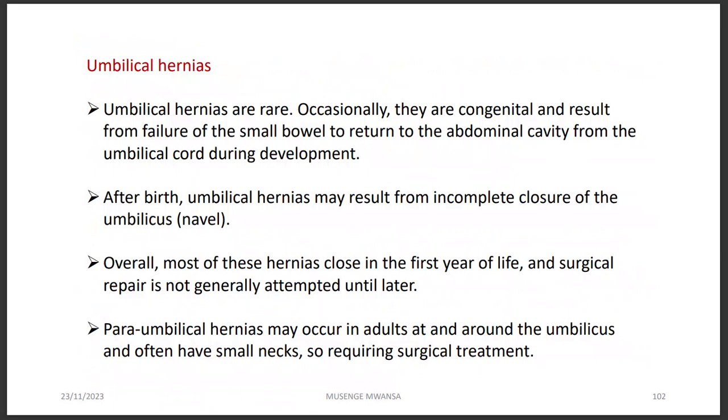You also have umbilical hernias, which are more rare. They are mostly due to congenital problems, mostly failure of the small bowel to return. Normally, during development of the midgut or GIT, the intestines move and go through the umbilical cord like that. As development continues, these are supposed to go back inside the abdomen. But if they fail to go back into the abdomen, they remain as a hernia like that.